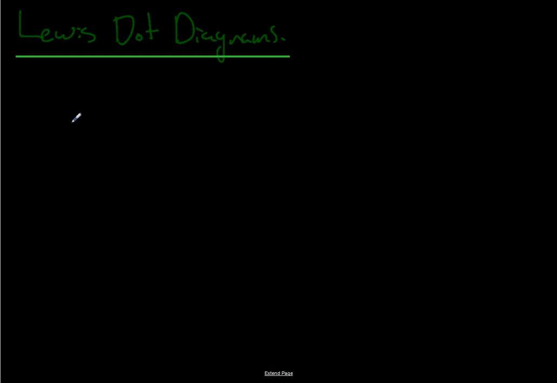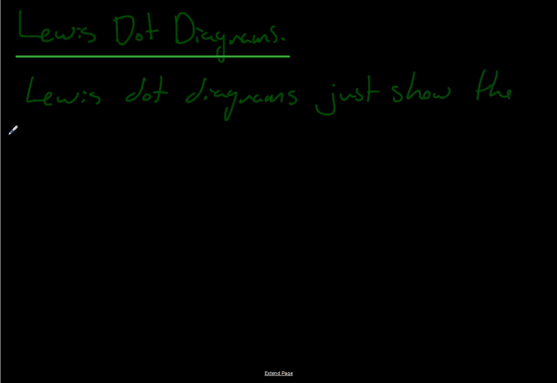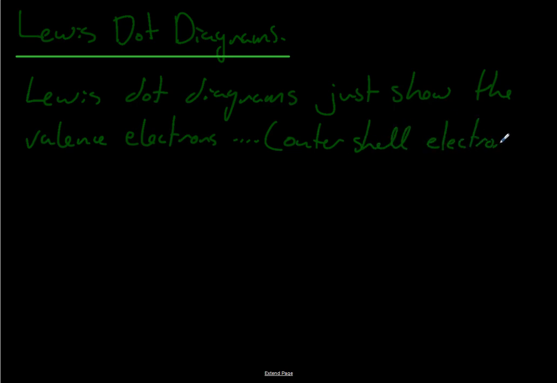Okay, so basically what this is, a Lewis dot diagram. What they do is they just show the valence electrons. What's a valence electron again? Yeah, that's right. Outer shell electrons. Remember, the inner shell electrons are locked or closed up. They're in full shells, so they don't participate in reactions. So as chemists, we don't need to show them. We just need to show the electrons in the outer shell because they're the ones that are involved in reactions.